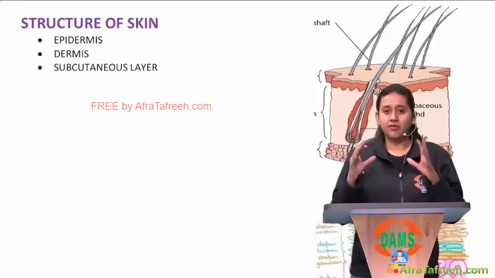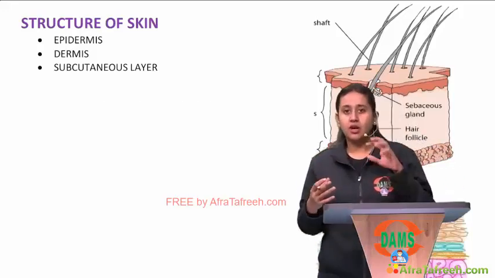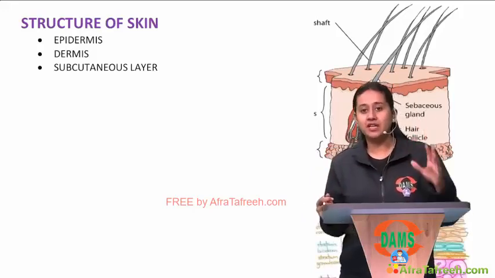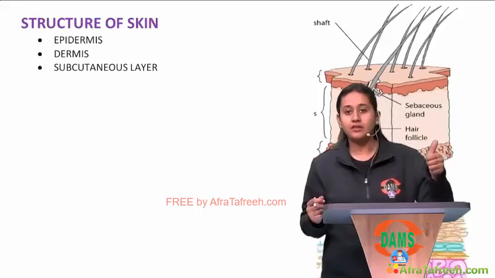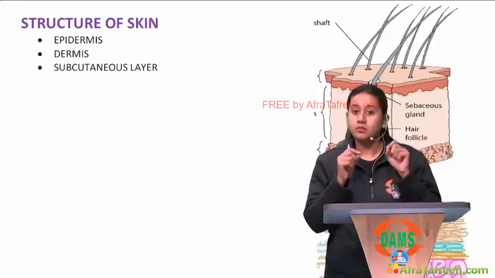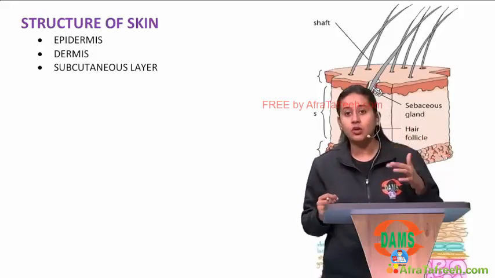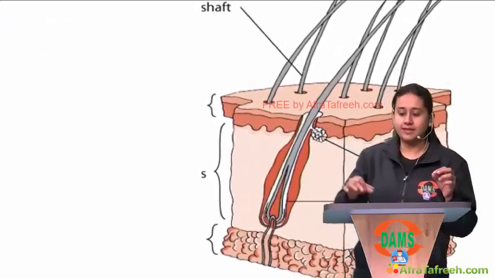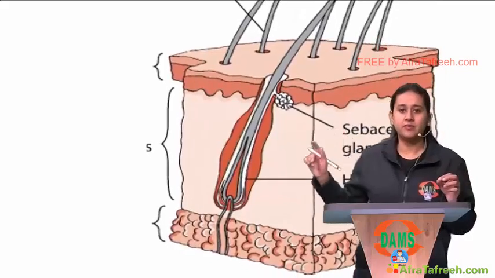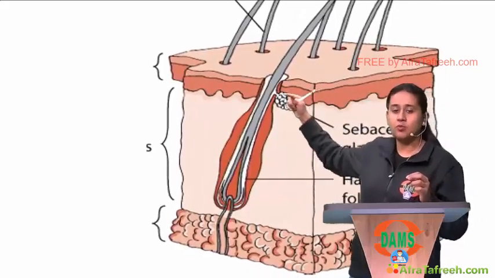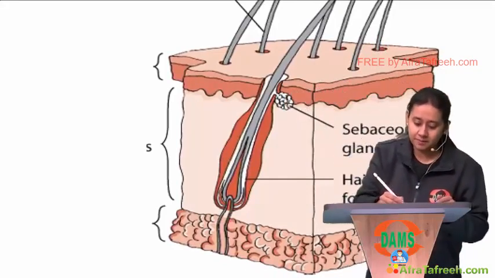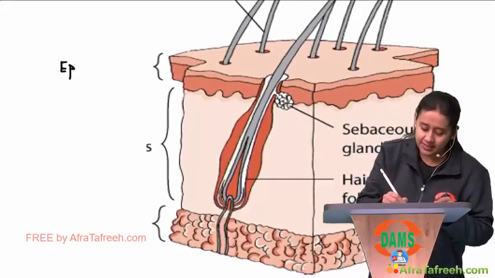Now, everybody, if I ask you a question, what are the layers of your skin? Please remember, we have three layers in our skin. The outermost is epidermis, the middle one is dermis, and the lowermost is subcutaneous tissue. Now I want everyone to please look at this image. I think it's a self-explanatory image. The part which is present at the topmost, can you see this part which is present at the outermost? This is your epidermis.